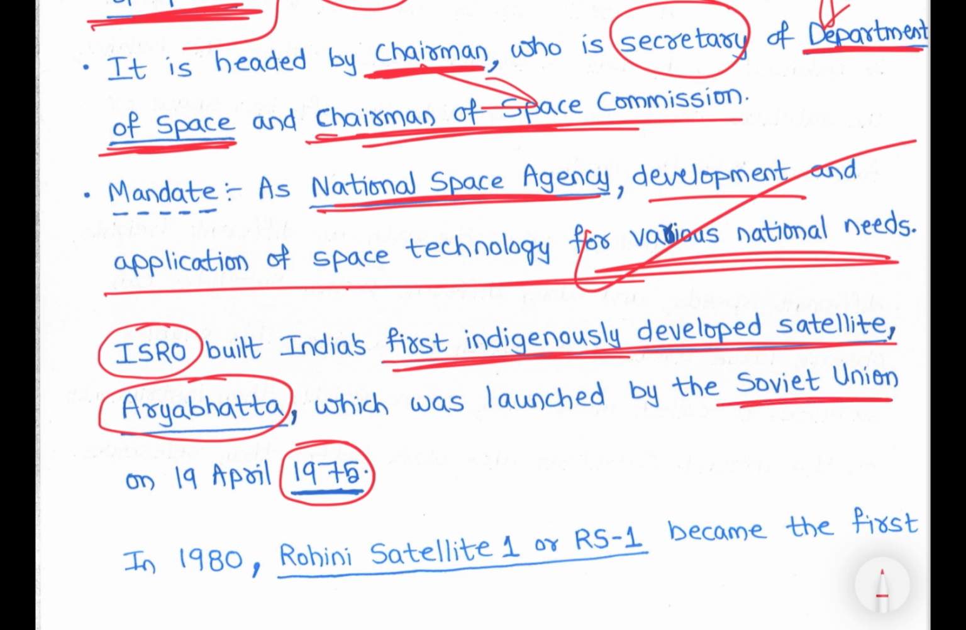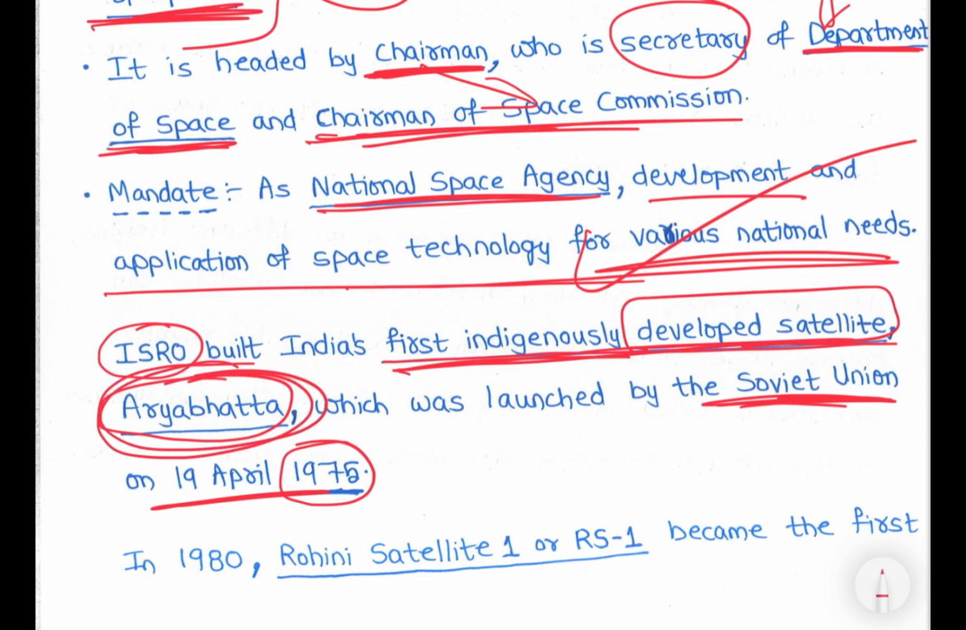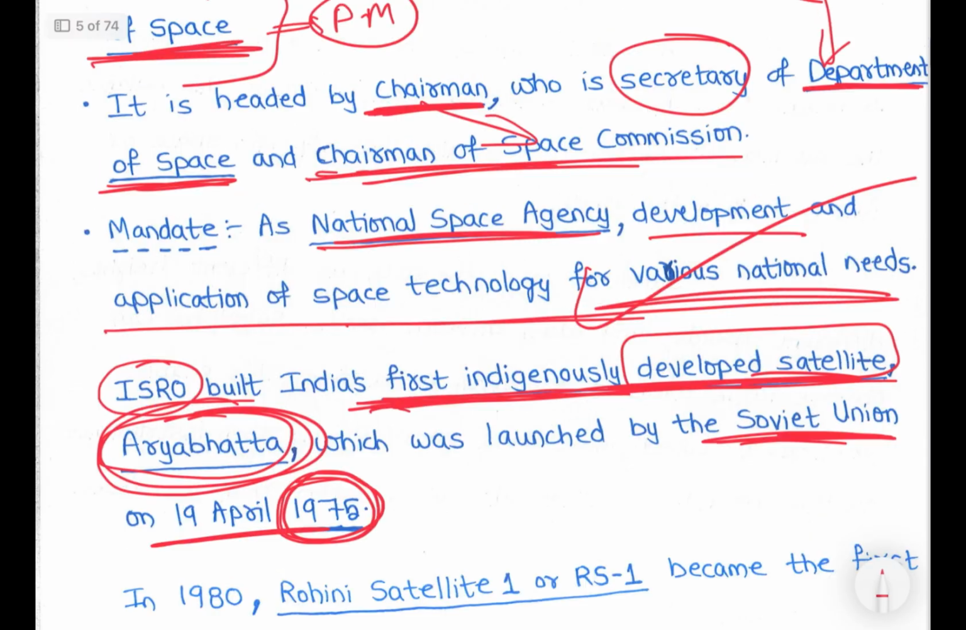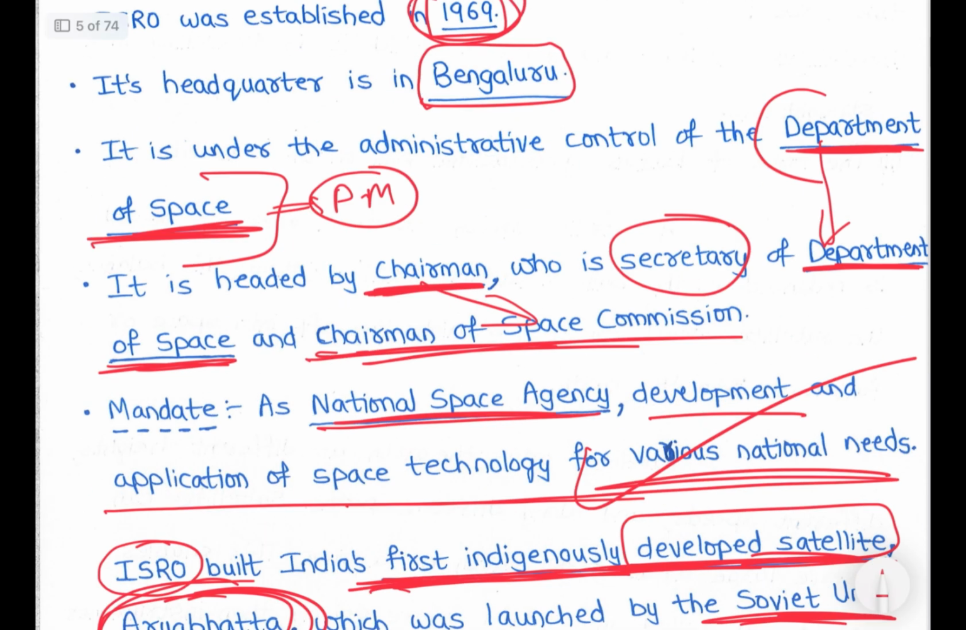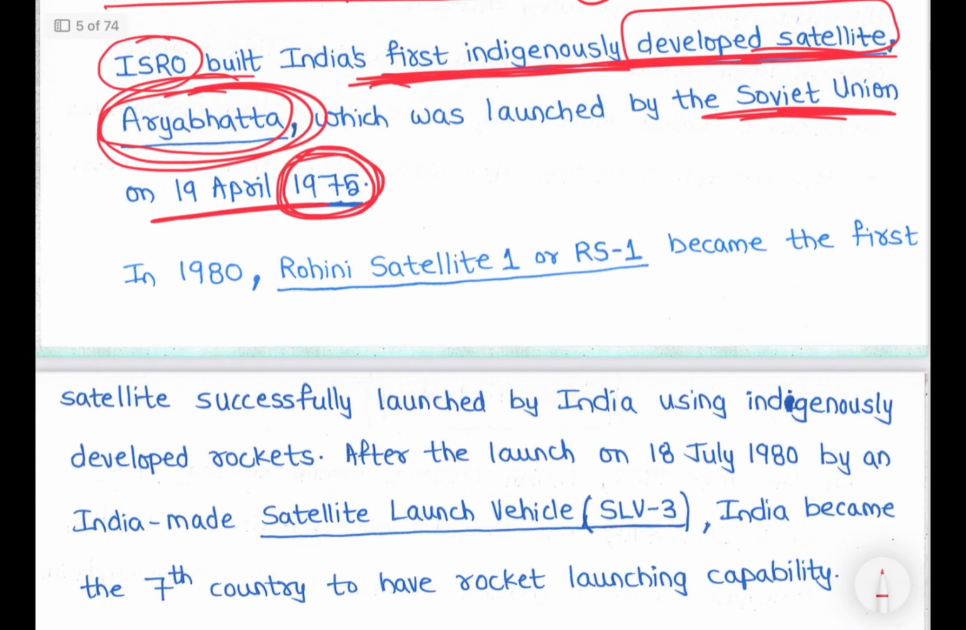It was launched by the Soviet Union. So the first indigenously developed satellite is what? Aryabhatta, right? That is India's first indigenously developed satellite, in 1975. That is, within 6 years we built our first satellite and launched it. उस टाइम तक लॉन्च व्हीकल हमने बनाया नहीं, right? So we launched it by a Soviet Union vehicle.